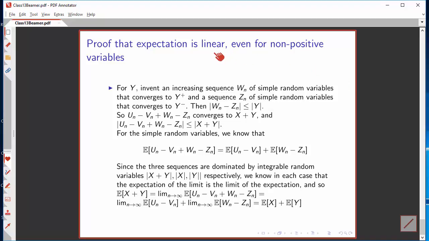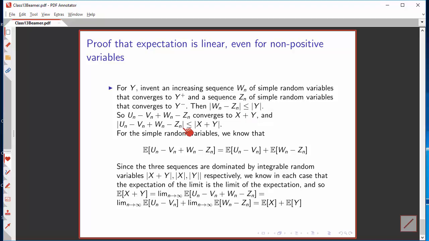Now finally, we can prove that even for non-positive random variables, expectation is linear. The expectation of a sum is the sum of the expectations. How do we do this? We've got random variables x and y. For x, we have already constructed a sequence of random variables u that converge to the positive part and v that converge to the negative part. We do the same thing, constructing sequences w sub n and z sub n that converge to the positive and negative parts of y. And therefore, we've got a sum of 4 random variables that converges to x plus y.